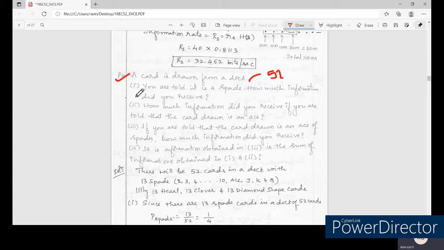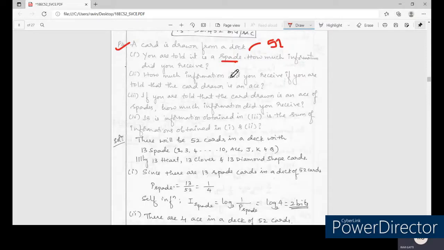So these are some of the information they have given, and based upon this information they will ask us to calculate some information. The first one: you are told it is a spade. How much information did you receive? So you are going to take one card and it is told that it is a spade. What is the information you are going to get from this? You need to find it out.